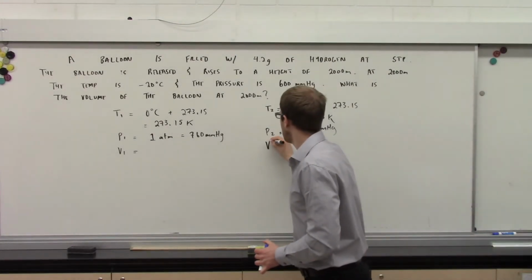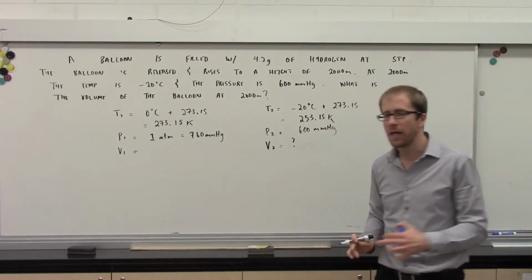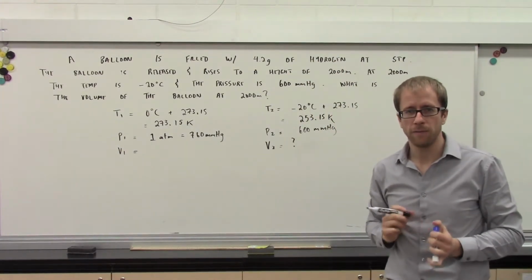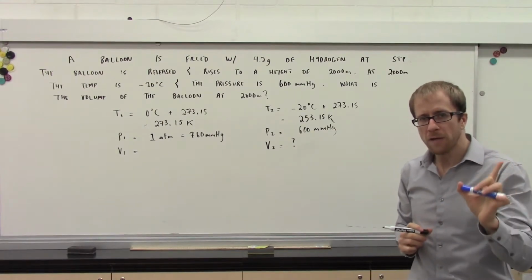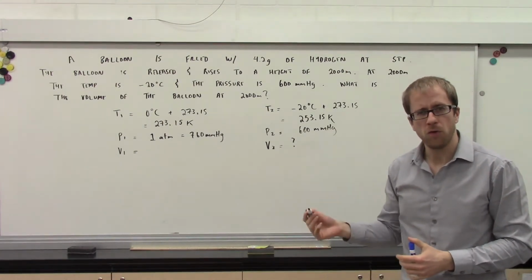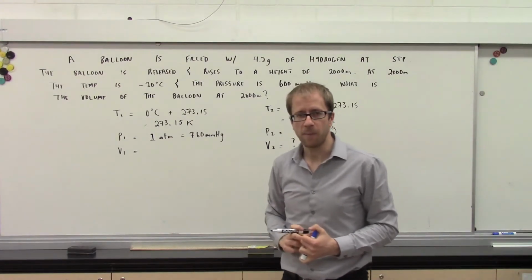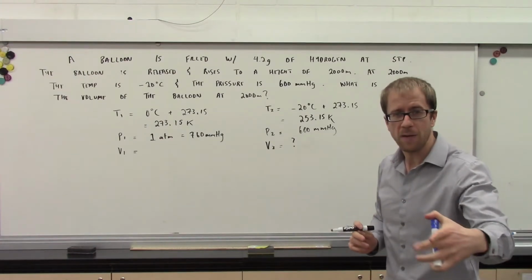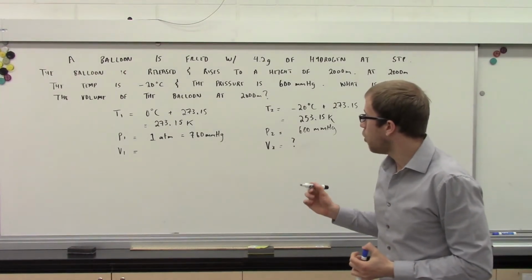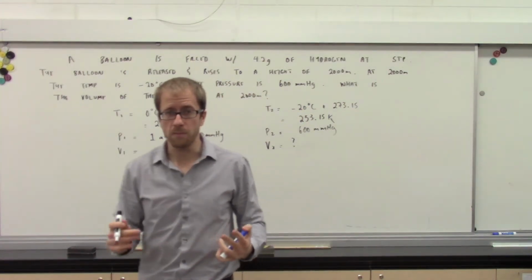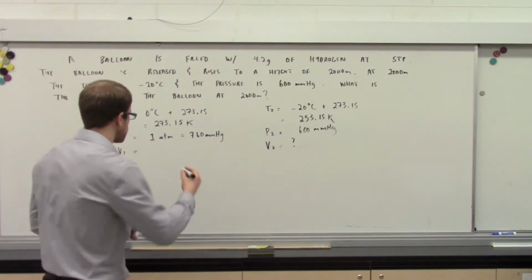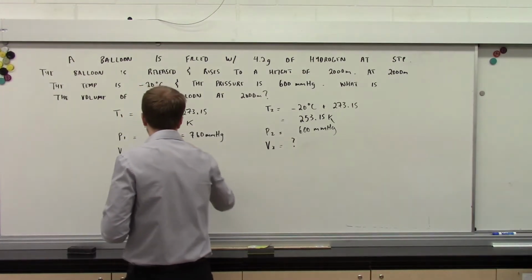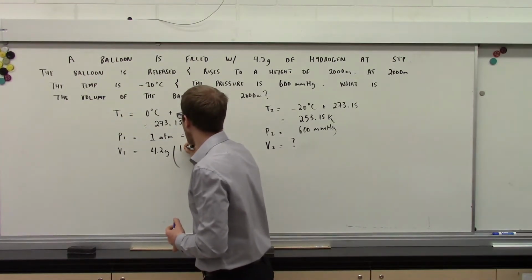Now, what is this question asking us for? Well, it's saying, at that height, what is our volume? In order to figure that out, we need to know what our volume was at STP. How do I figure that out? Well, we are going to do the exact same thing I just showed you. So we have 4.2 grams of hydrogen gas, and we are going to divide that by our molar mass.